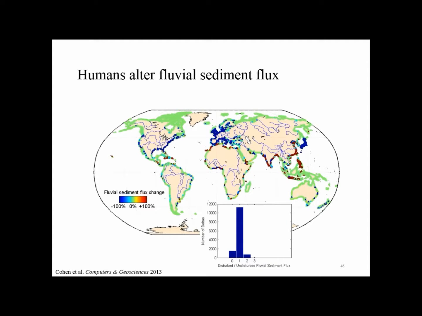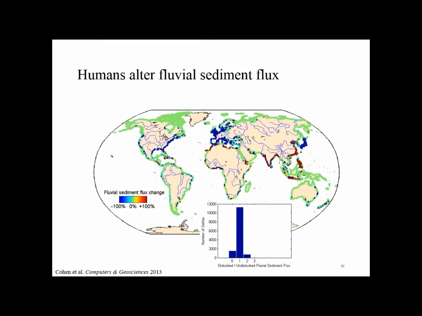Well, from the same data set I showed you before, we can run this model with all the dams and with all the deforestation that humans did, and without. And we see that humans have greatly altered the fluvial sediment flux to the global ocean. For example, in all the Western nations, Europe and the US and also Japan, fluvial sediment flux has been greatly decreased by almost 100% for a lot of these river mouths.